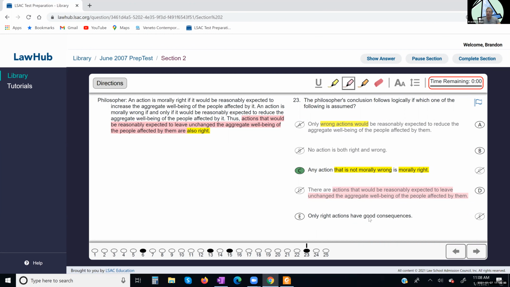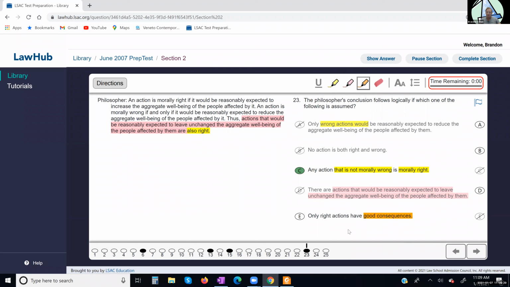Okay, E: Only right actions have good consequences. If we think about the conditionality, the word only is a necessary indicator. So first thing, I'm actually going to pause for a second. And notice I had to even pause because I was so focused on conditionals. I even fell for the exact trap I always tell people not to do. Focus on language first. I'm going to eliminate E without even worrying about the conditionality, and then I'll explain the conditionality.